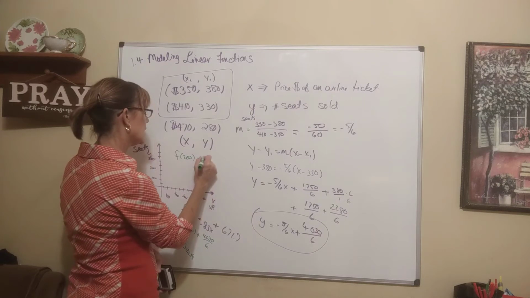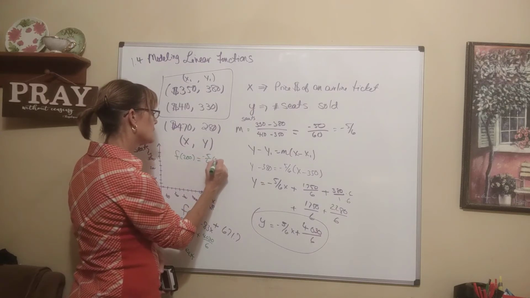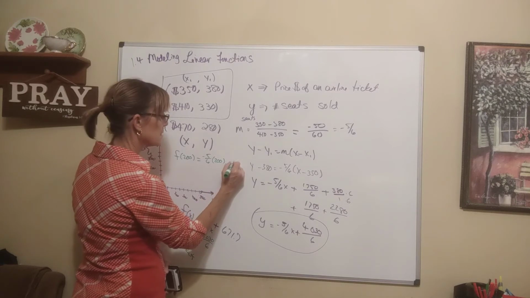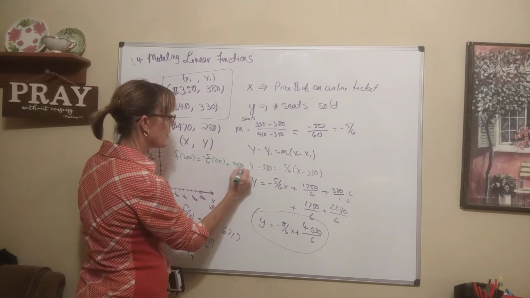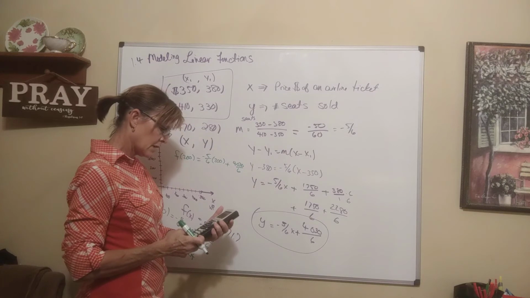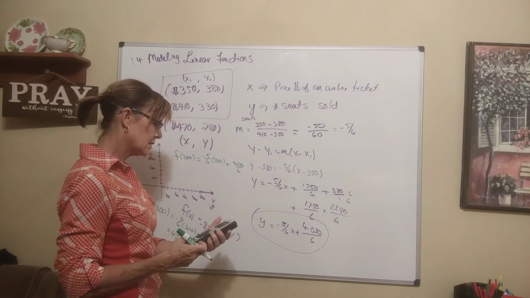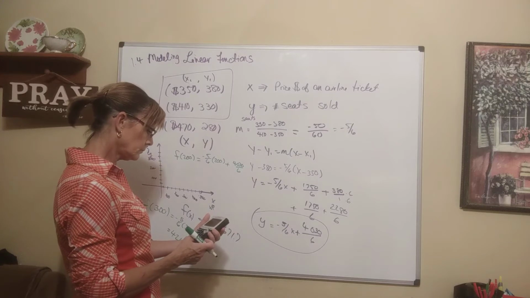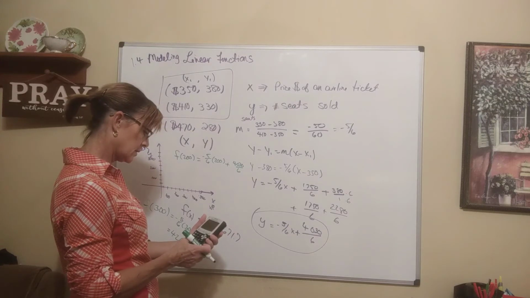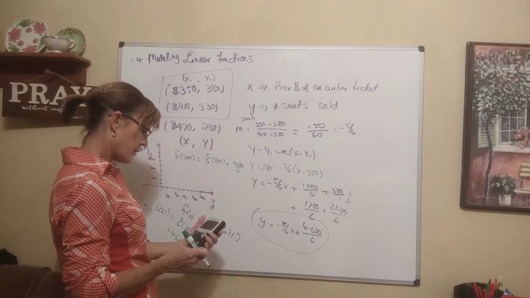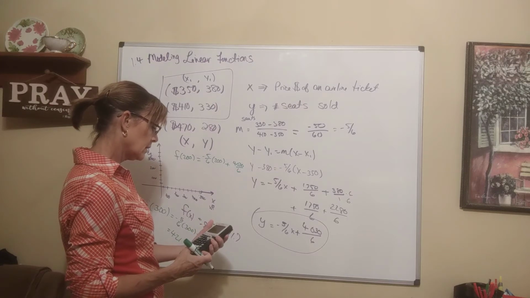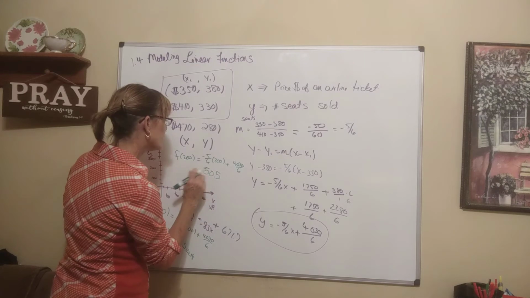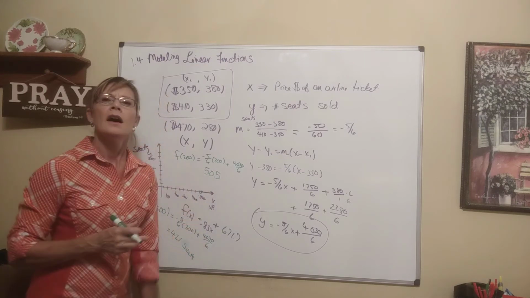That would be negative 5 over 6 times 200 plus 4030 over 6. So it's negative 5 divided by 6 times 200 plus 4030 divided by 6. How many seats would they sell? They'd sell 505.